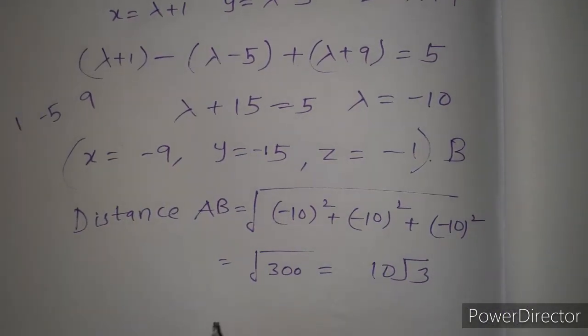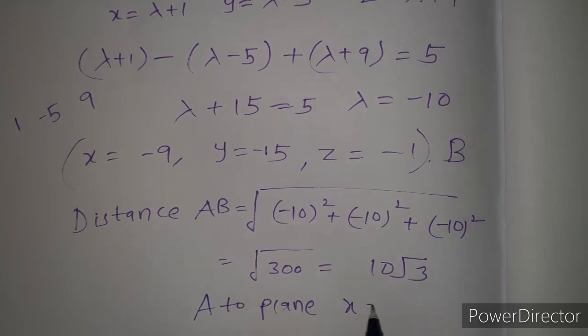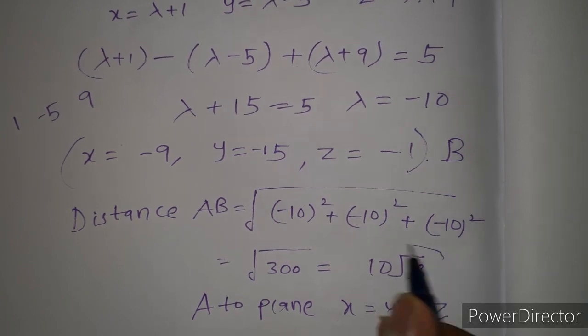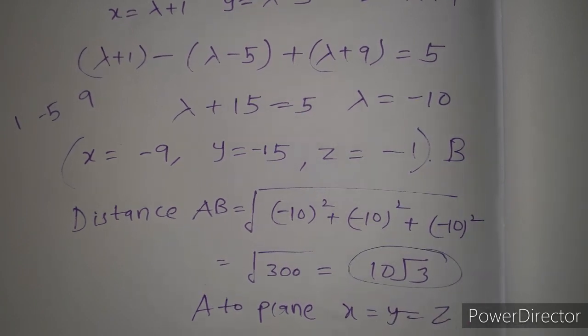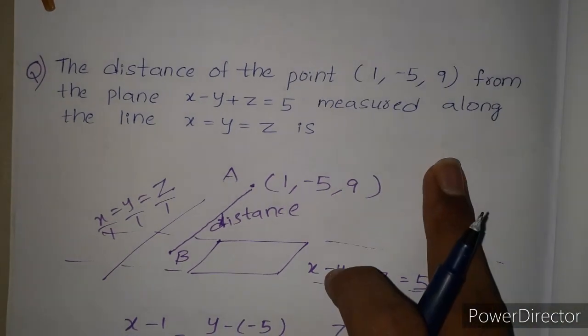So the distance measured from A to the plane along the line x = y = z is 10 root 3, and this is how you solve this problem. It's actually a pretty simple question. We need to think to get to the answer, that's it.